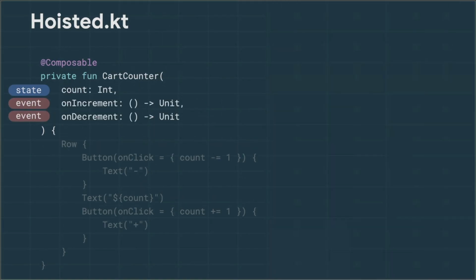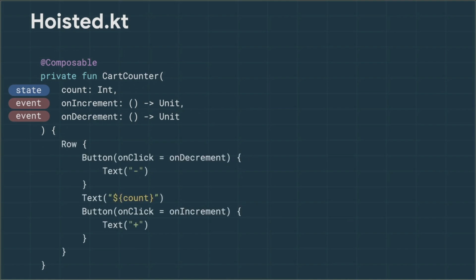Now, I want to say that's the general transform, but we don't have to stop there. If there's more appropriate events that describe your composable's events, go ahead and use them. So for a cart counter, onIncrement and onDecrement are much more appropriate than onCountChange. So let's go ahead and make onIncrement and onDecrement, and then swap out the rest of the code for what we started with.